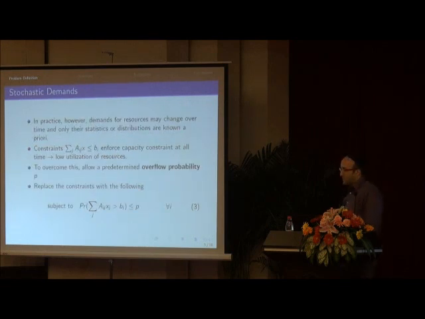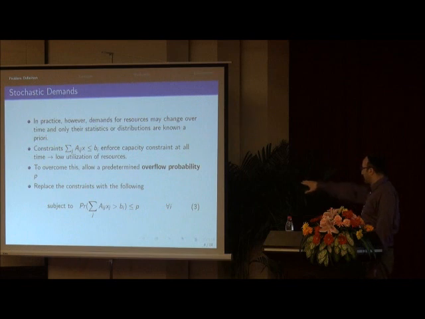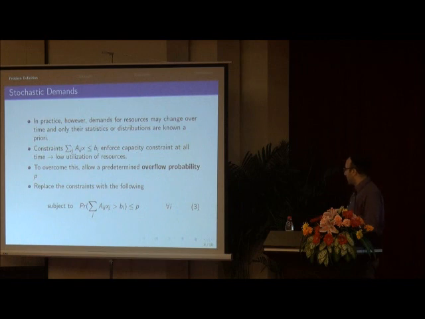However, the demands are not deterministic, they are stochastic. In practice the demands for resources may change over time, and only the stochastic distributions are known in advance. So constraints of the following form, which enforce capacity at all times, will lead to low utilization of resources. To overcome this, you want to allow a predefined overflow probability P. So you replace the capacity constraints with a probability constraint, where the probability should not exceed the given P in all dimensions.